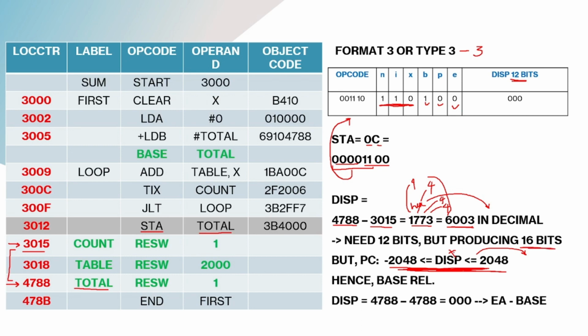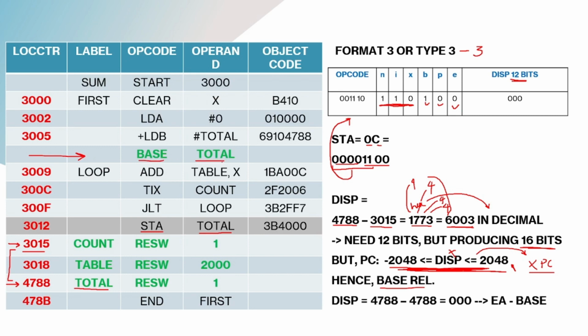Now, as we know, the displacement is falling outside this range. So you'll rule out program counter. You're not using program counter. You're using something called base relative addressing. So you'll use your base register. Now we'll go back to your program. So where is the base register? This is your base register, right? So base and total. What is it holding?